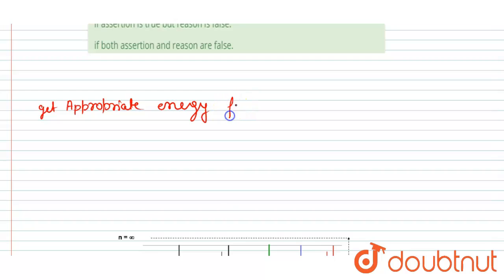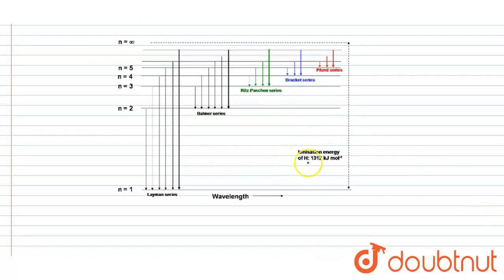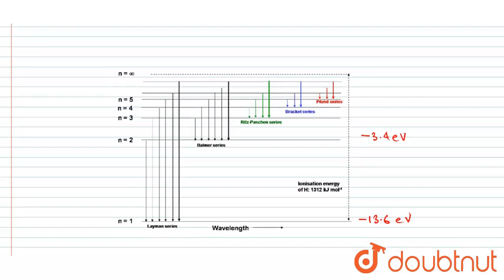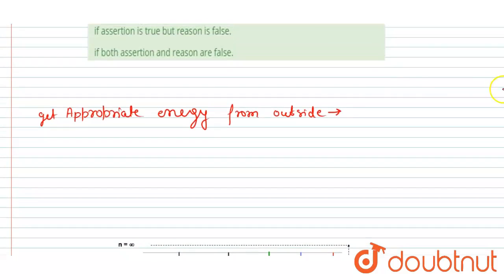Energy from outside. Then the electron rises to some higher energy level. If you see, every energy level has different energy. If I talk about the ground state, it has minus 13.6 electron volt, and the second line, n equals 2, has minus 3.4 electron volt, and so on. So when the electron gets appropriate energy from the outside, it goes to some higher energy level.